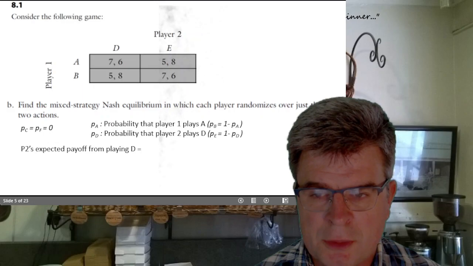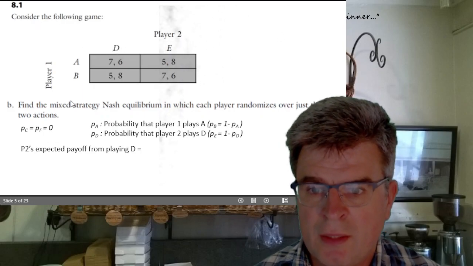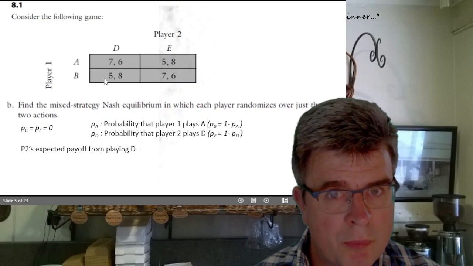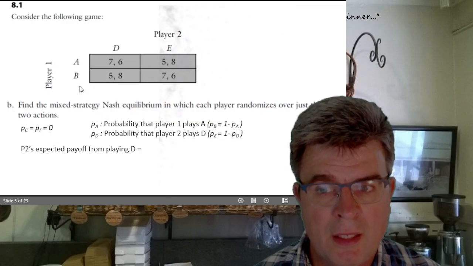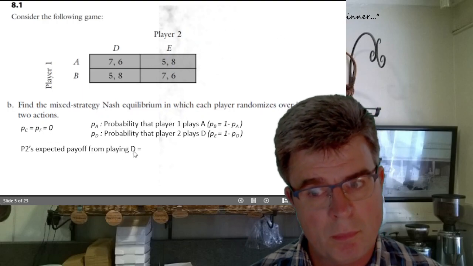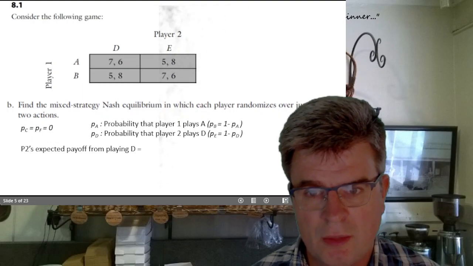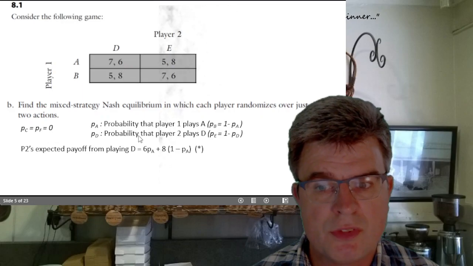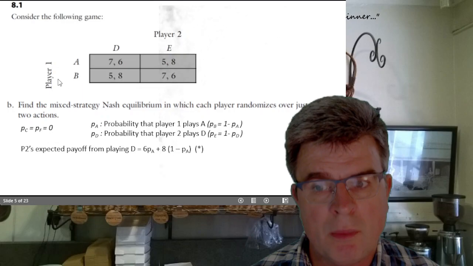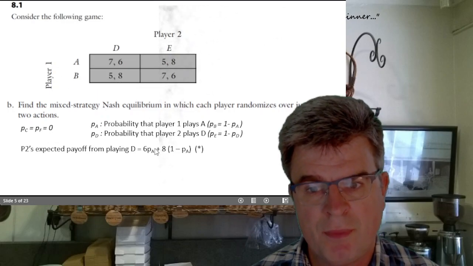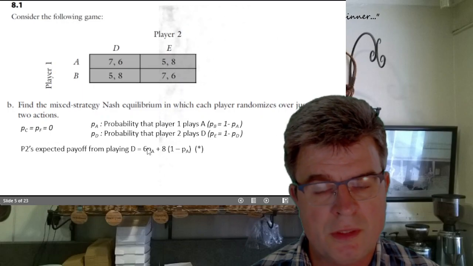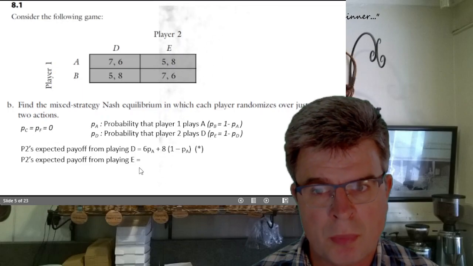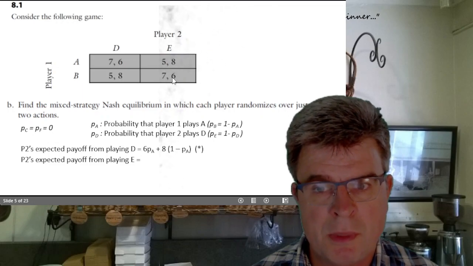So now player 2's expected payoff from playing D will depend on whether player 1 will play action A or B. We don't know what player 1 will play, but we know that he will play action A with probability PA and action B with probability PB. So we write player 2's payoff as an expected payoff, taking into account these probabilities. With probability PA, player 1 will play A. In that case, player 2 will receive 6. And with probability 1 minus PA, player 1 will play B, in which case player 2 will receive 8. So the expected payoff, if player 2 plays D, is this expression over here. Likewise, if player 2 plays E, the expected payoff of player 2 is PA times 8 plus 1 minus PA times 6.